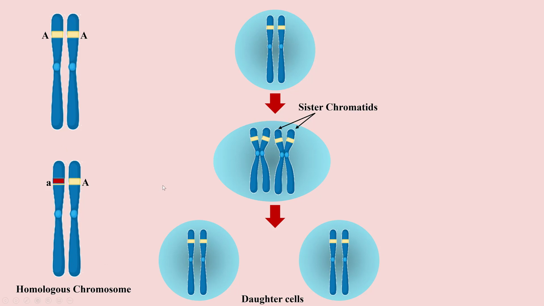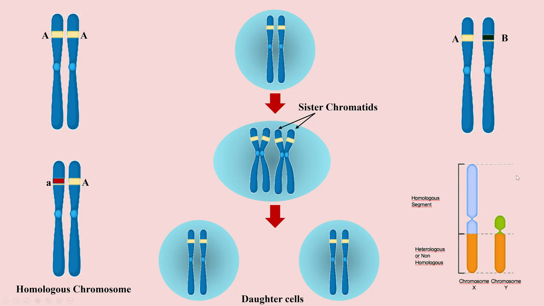Now let's take the example of chromosome number 1. Both members of chromosome number 1 are homologous chromosomes. But if we take chromosome number 1 and chromosome number 3, then they are called heterologous chromosomes. Or we can say that chromosomes of one pair are homologous with each other, but with the members of another pair, they are heterologous, like XY chromosomes.